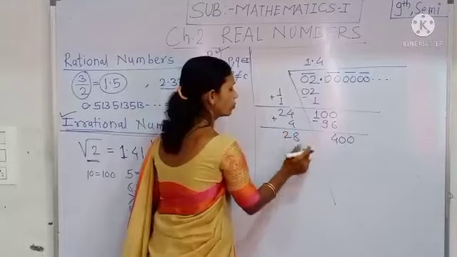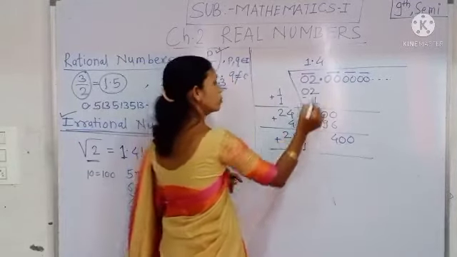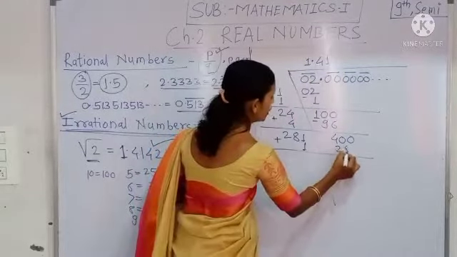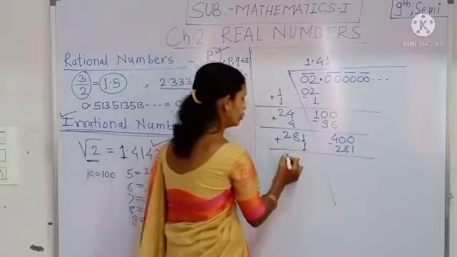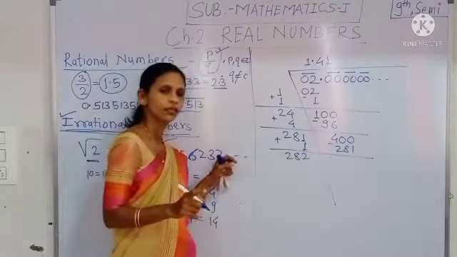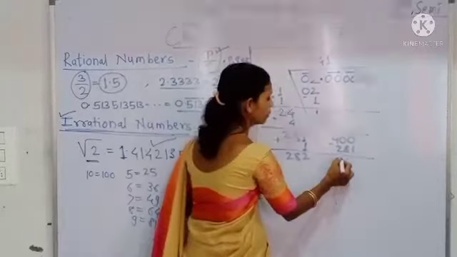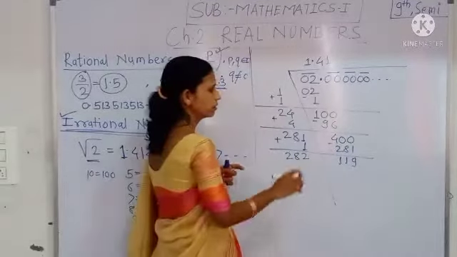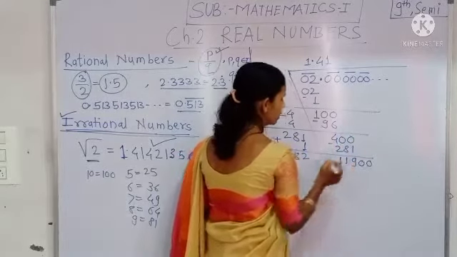Therefore we have to take here 1, and we write 1 in the quotient also, and then we get 281, which is subtracted from 400. Then we get the sum, that is 282. Then subtraction of 281 from 400, we get here 119. The same process we can do further by taking 2 zeros here.